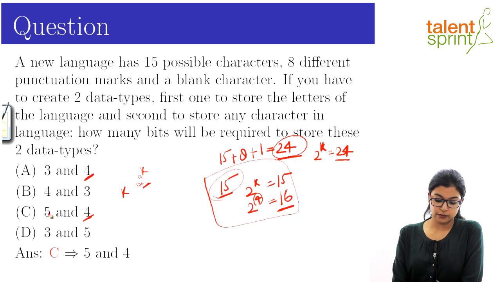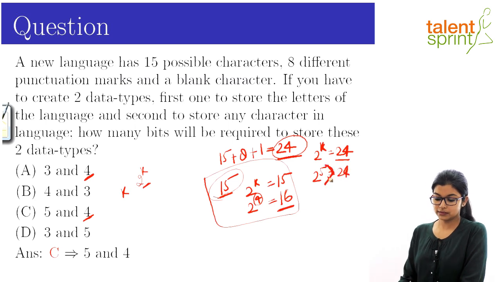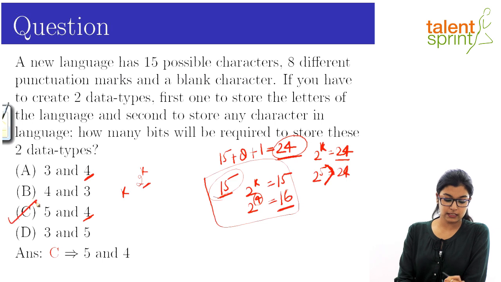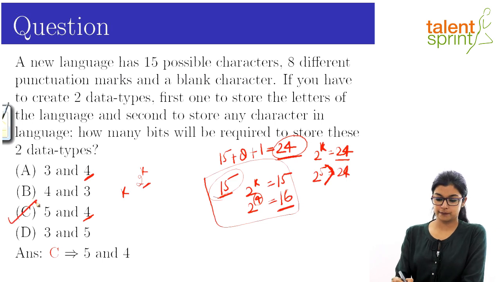Now we have to decide for all the numbers. Since 4 was used for 15, we tried out 5 for 24. So 2 to the power 5 will give us more patterns than 24. So C came out to be the answer.